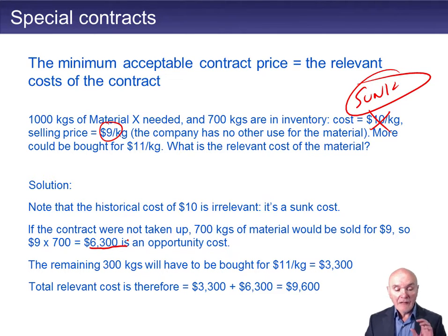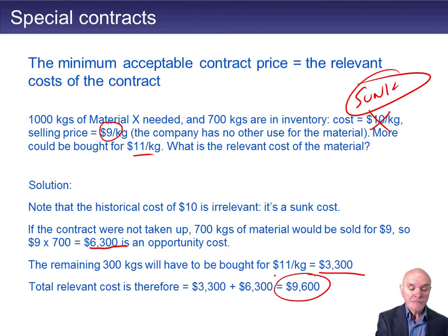We need another 300. This has got our 700, we need another 300, and we have to go out and buy that. So that's a real incremental cost. 300 at 11 is going to be coming in at 3,300. So the total relevant cost for this is going to be 3,300 plus 6,300, which is 9,600.